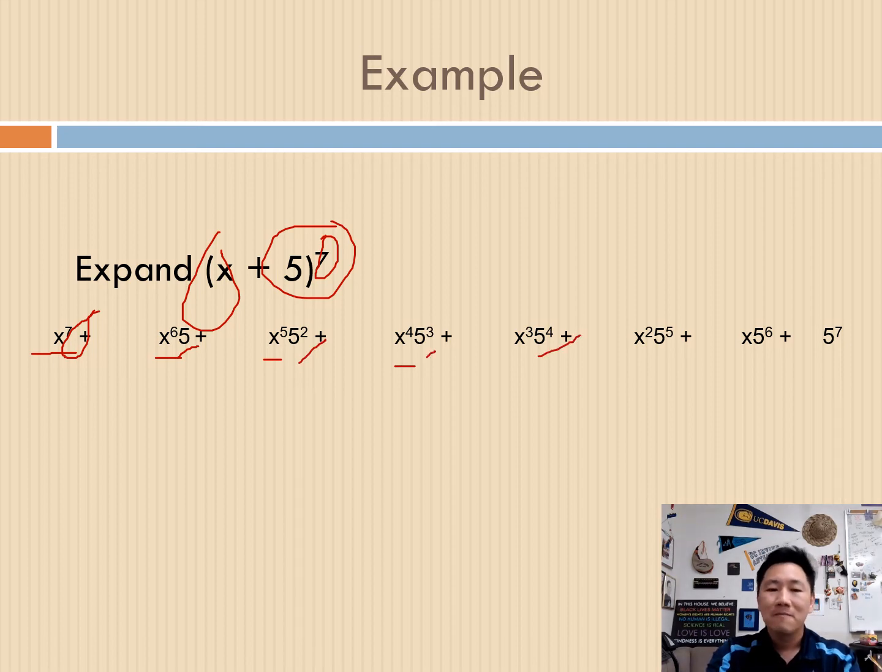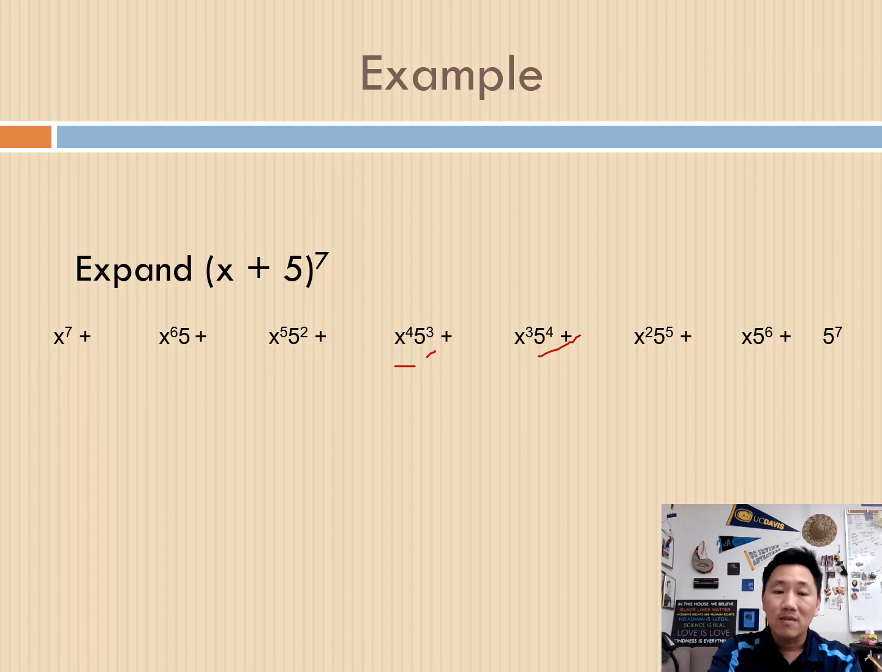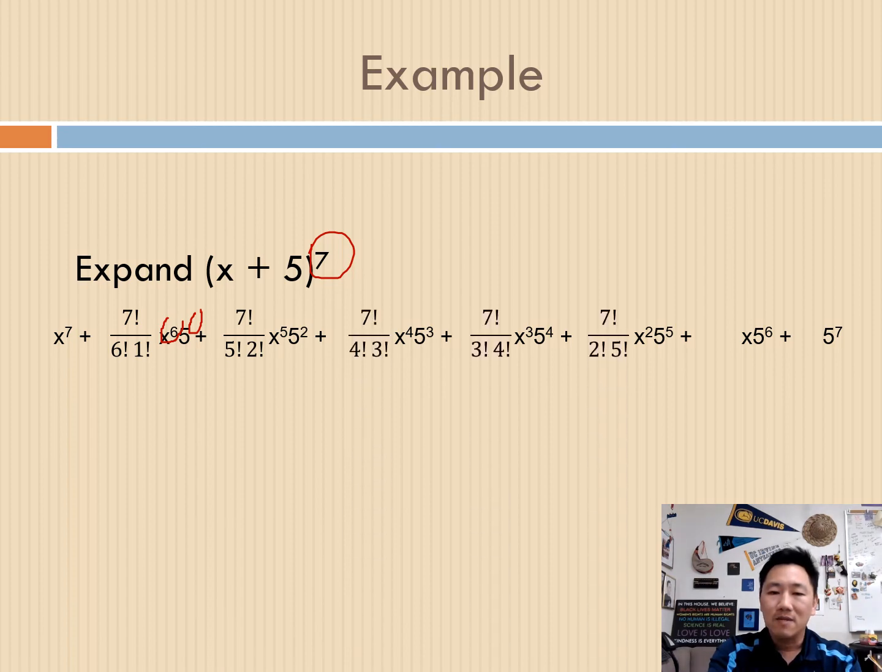So usually that would be a y, but now we've replaced it with a number, which is how you do the problem. Now let's go ahead and fill in the coefficients, the numbers that go in front of each one. It's 7 factorial because it's the leading degree for the coefficient. And then it's 6 factorial, 1 factorial. The 5 has a little 1 next to it. Go ahead and do that for all of them.